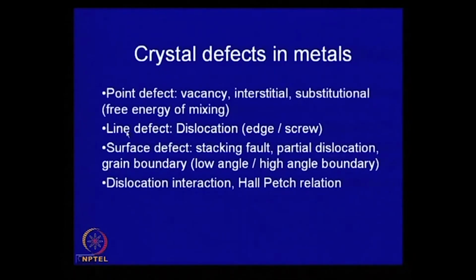And then we introduced the concept of a line defect, the dislocation. In fact, particularly the mechanical properties of metal are determined by the types of dislocations which are present in the crystal, and dislocation interaction, dislocation precipitate interaction, dislocation and impurity atom interaction.